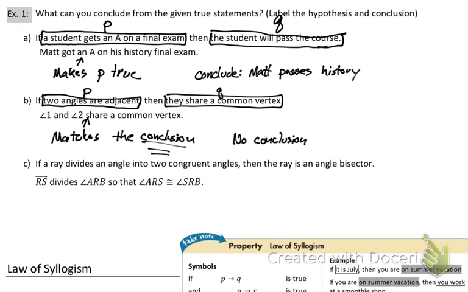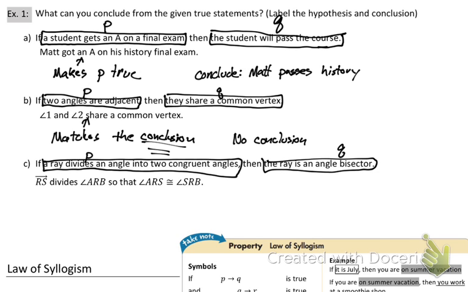All right, C says, if a ray divides an angle into two congruent angles. Do you see why it's important that we should locate our hypothesis? We have to know what our hypothesis is to see if the statement proves it true or not. So that's my P. My Q would be the ray is an angle bisector. Okay, our hypothesis is a ray divides an angle into two congruent angles. Our conclusion is that ray is an angle bisector. The statement says RS divides angle ARB so that ARS is congruent to angle SRB.